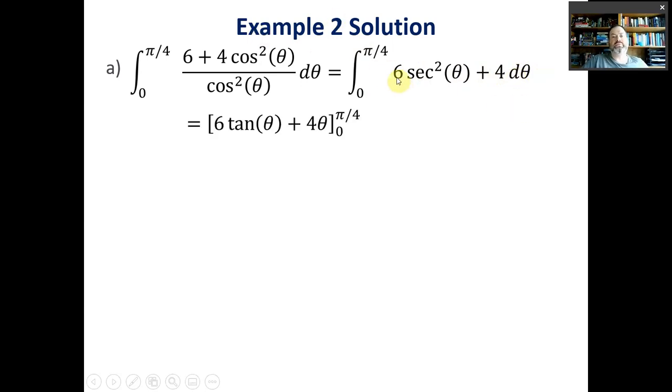Right? So what do I get? Well, 6 stays the same. Integral of secant squared theta is tangent theta. Integral of 4 is 4 theta. We have a rule for that from antiderivatives. And then I just evaluate from 0 to pi over 4. So here's that alternative notation where I put it in brackets. So this means take this entire expression, plug in pi over 4, subtract this entire expression with 0 plugged in.